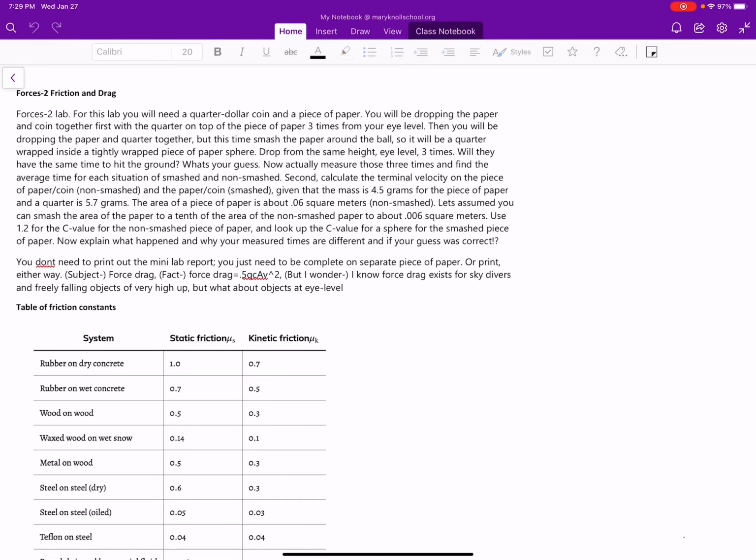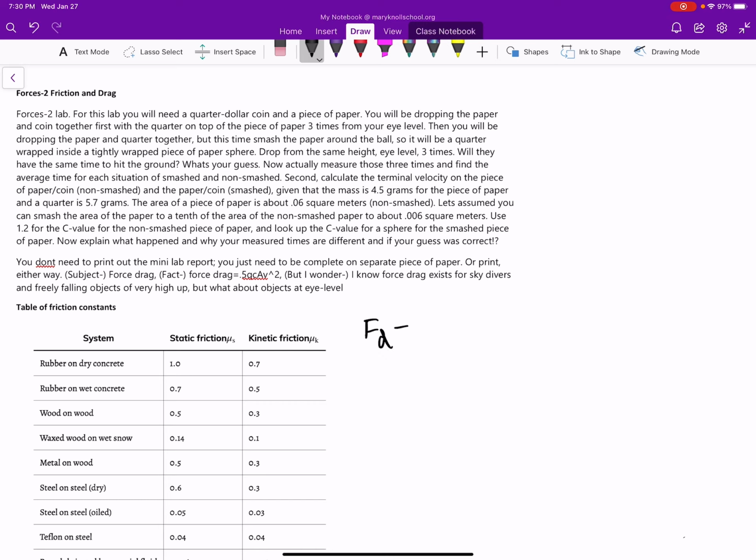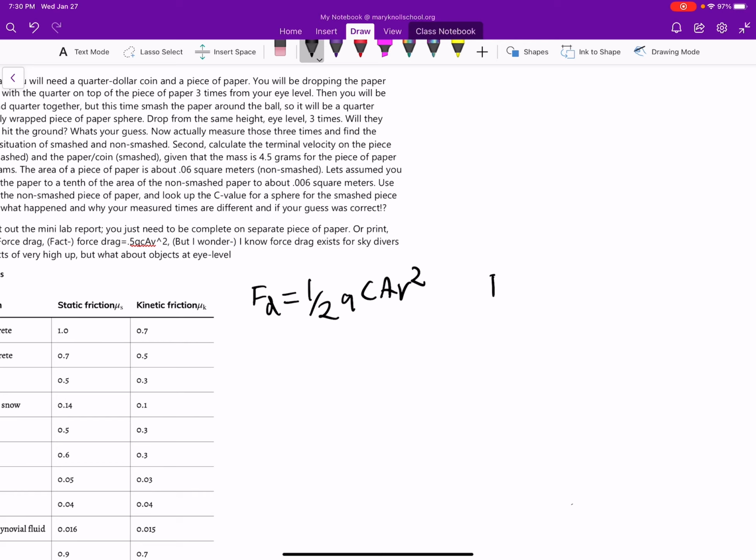Okay, we're going to look over the forces to math part of the lab. So first let's put down the equation, which is going to be force drag equals 1/2 QCAV squared. Now, I'm going to write this twice because we're going to have to use this twice to find the terminal velocity for the smashed and for the non-smashed. So I'm going to go ahead and write that here.